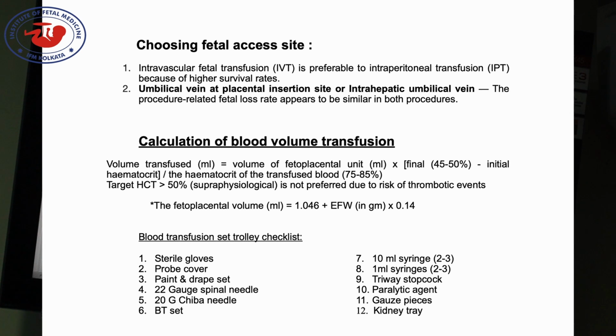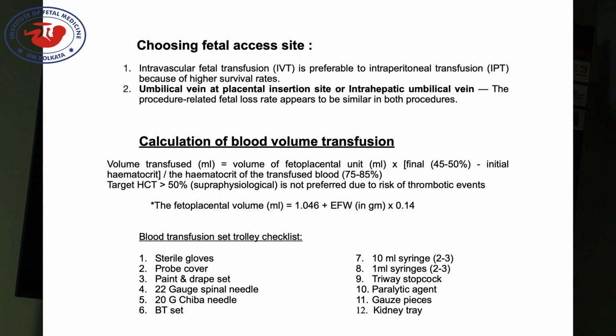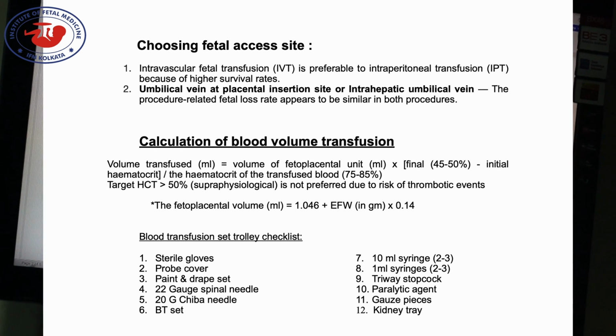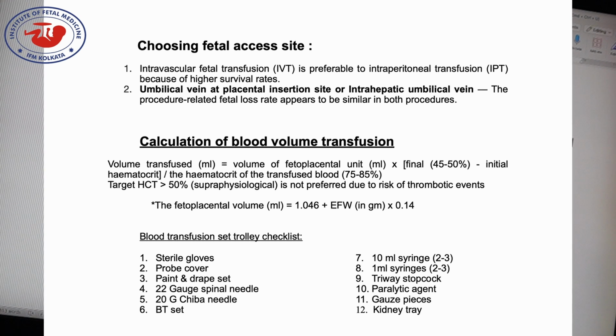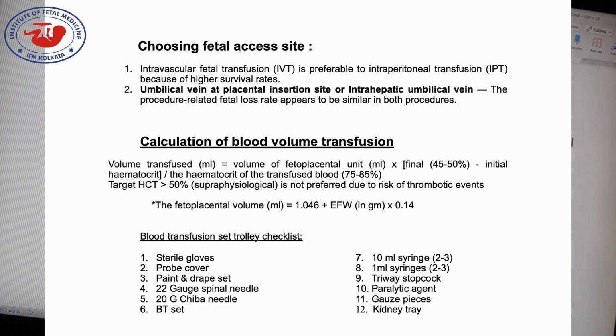And that is the volume of the fetoplacental unit. Now what is the volume of the fetoplacental unit? It is 1.046 plus effective fetal weight into 0.14. Whatever your effective fetal weight today in grams, multiplied by 0.14, add this value, and you will get your fetoplacental volume.